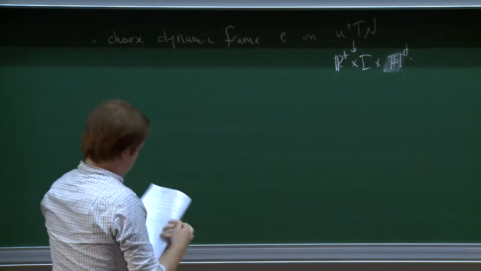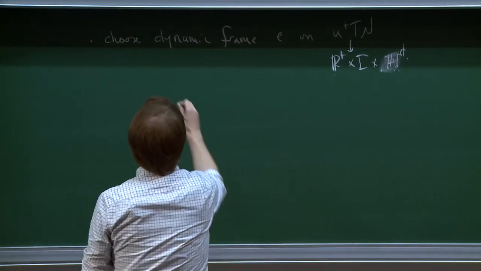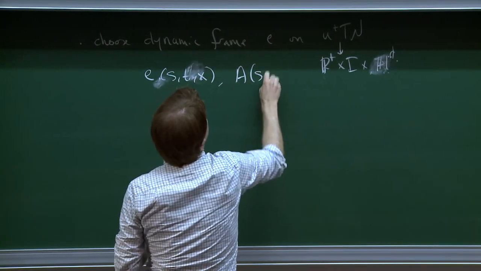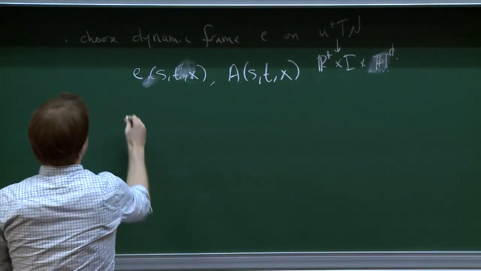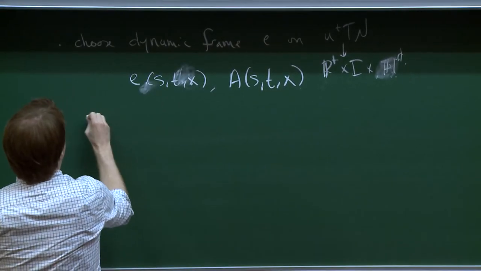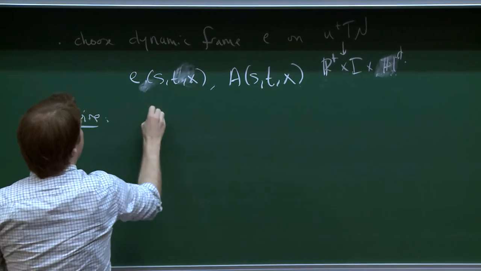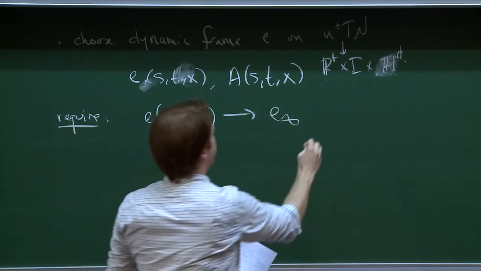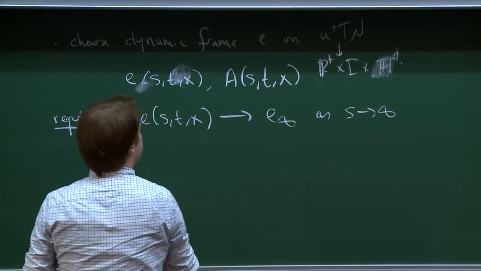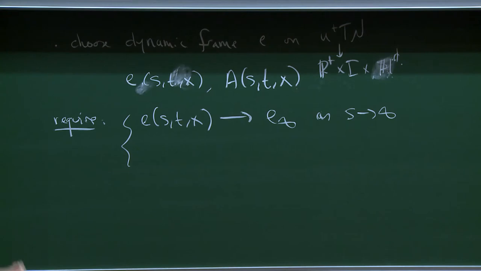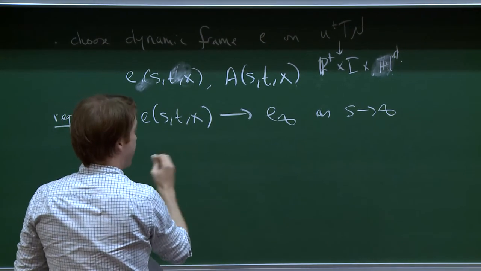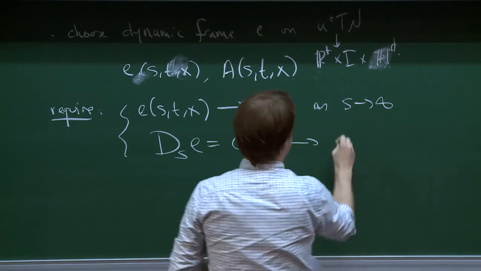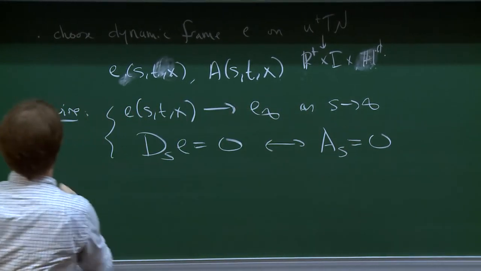So we choose a dynamic frame E and a connection form A. E is a function of s, t and x, and A is a function of s, t and x. And we require that E(s,t,x) converges to the same fixed frame as s goes to infinity. Then our second requirement, these are Tao's caloric gauge conditions, is that the frame be parallel in s. So we require that ∂_s E is equal to 0, which is the same as requiring that A_s equals 0. So these are the caloric gauge conditions.